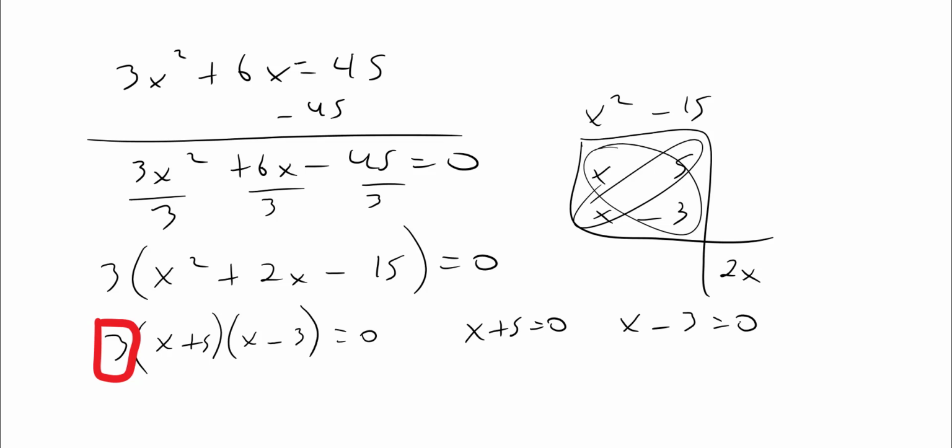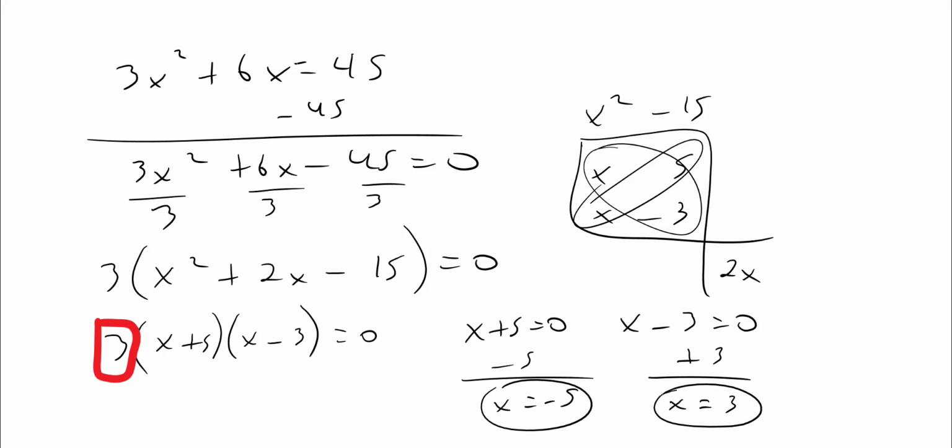Two answers. So subtract 5 from both sides, x equals negative 5. And add 3 to both sides, so x equals 3. So there you go. Got two answers for that problem. Just x equals negative 5 and x equals 3. Okay? Okay, let's try another one here.